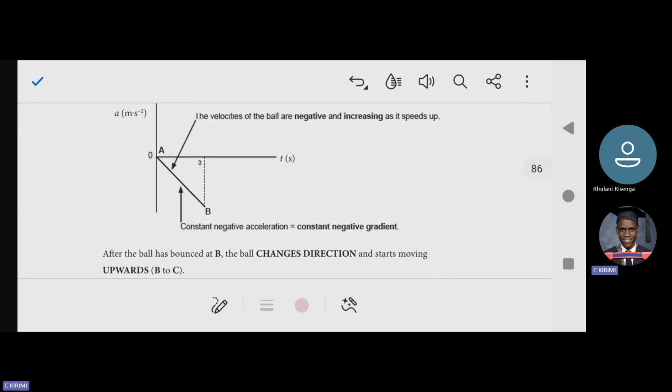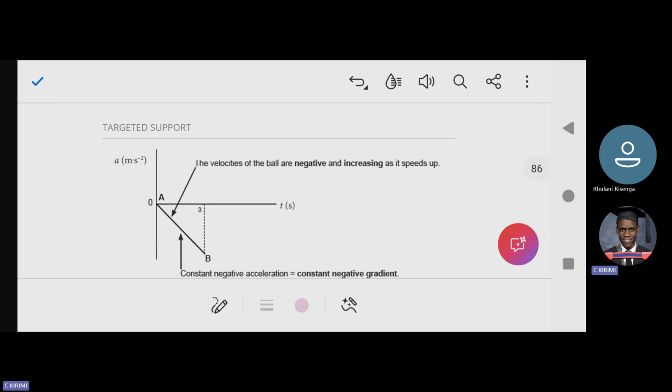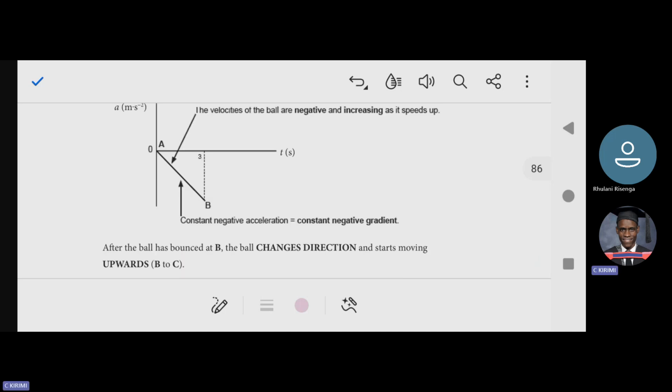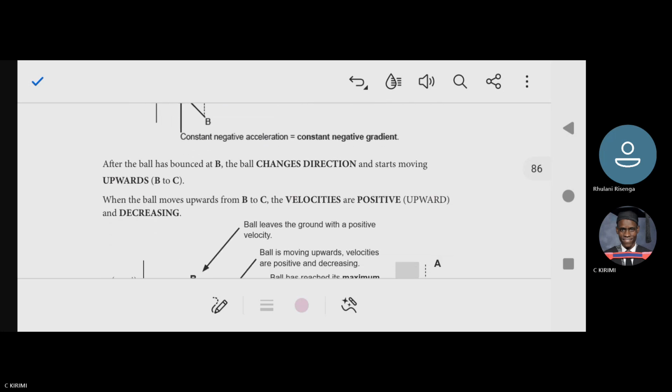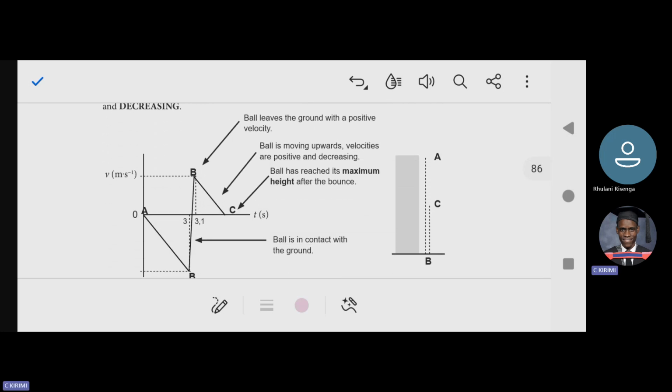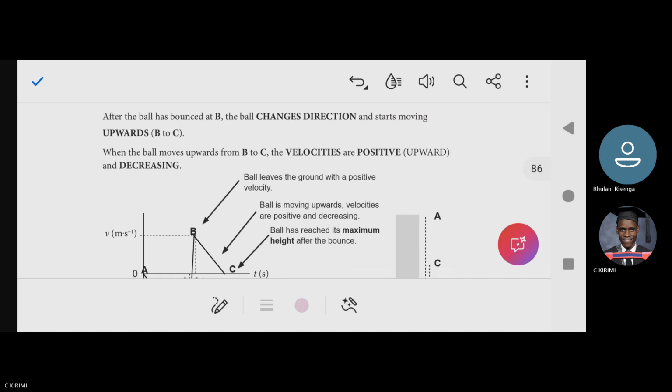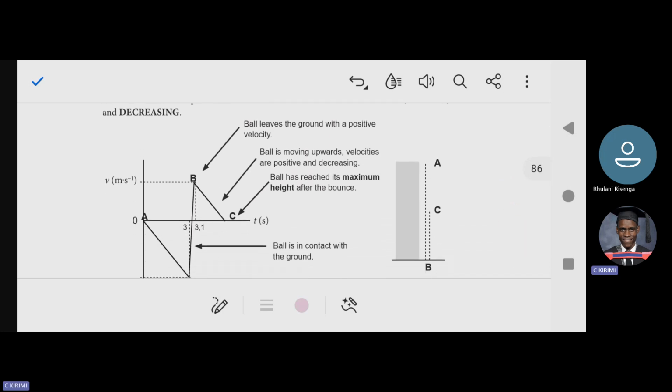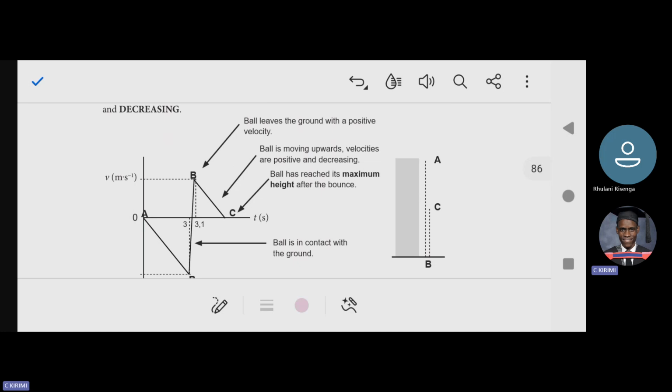In terms of velocity, the velocities of the ball are negative and increasing as it speeds up. So this one is a negative acceleration. Then here we are also talking of the bounces. Whenever you see this diagram, you know there was a bounce. The ball was in contact with the ground here, and it tells you for how many seconds the ball was in contact.